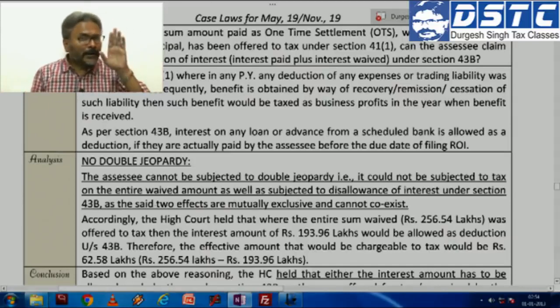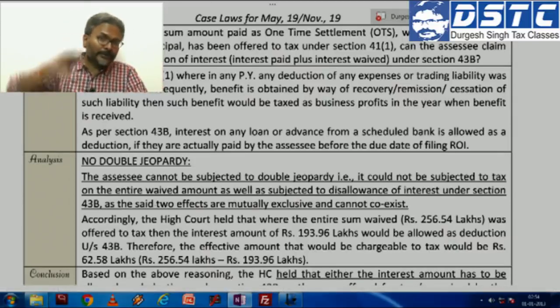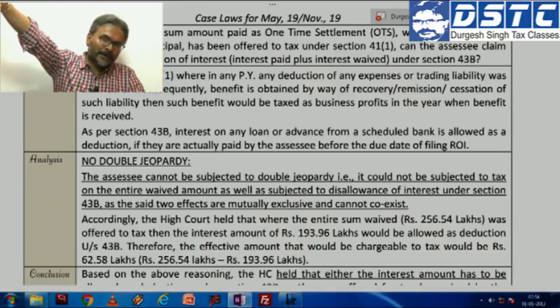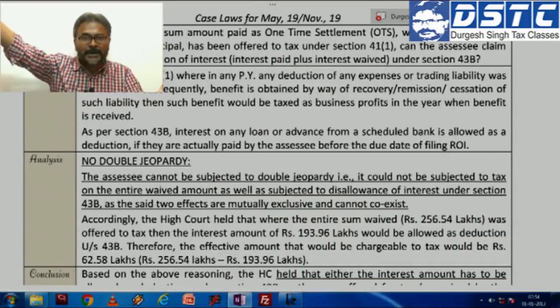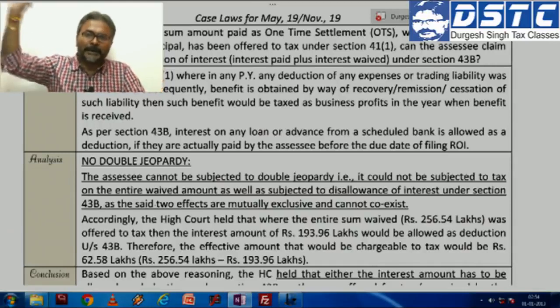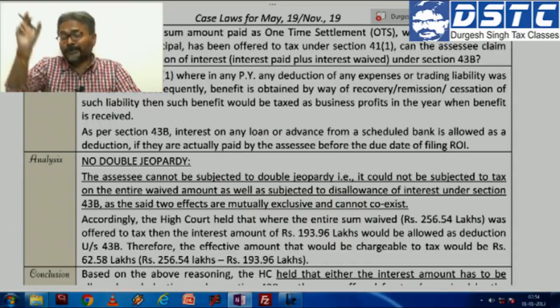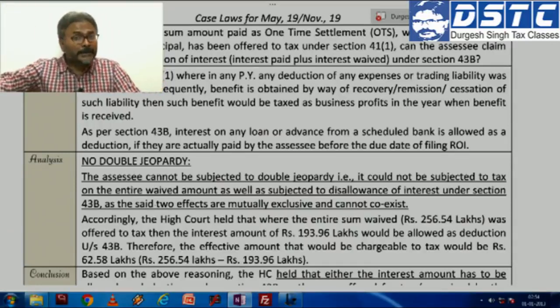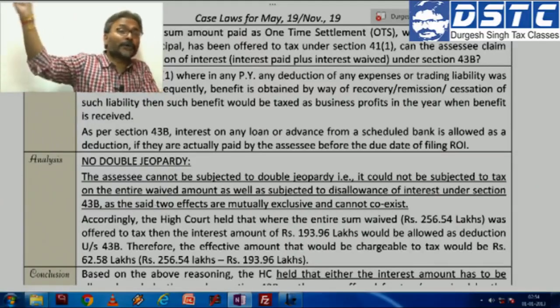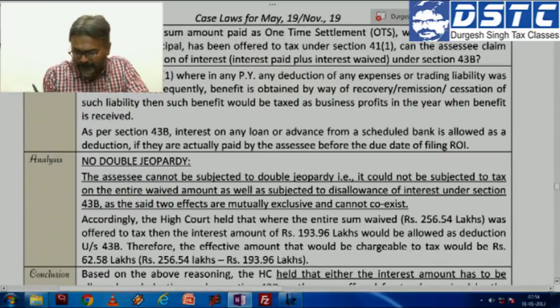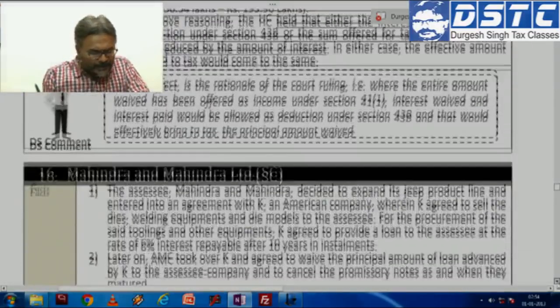So either you allow the deduction of the interest amount and tax that interest income, or else if you want to disallow this interest amount, then from the income which the SSC has offered, that interest portion has to be taken out, because the condition of 41.1 is not getting satisfied. So this is the judgment of this one.